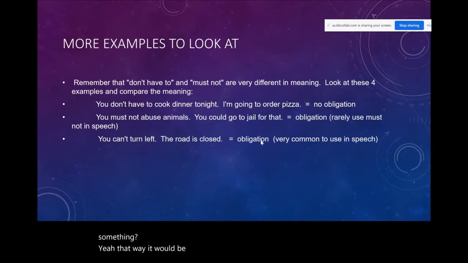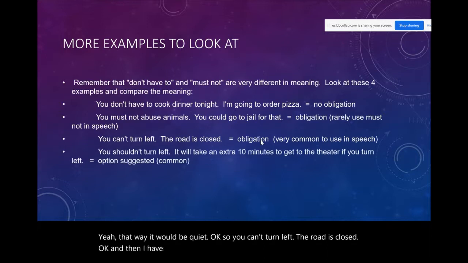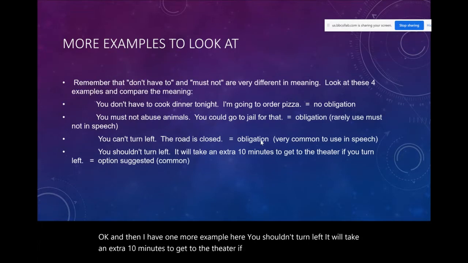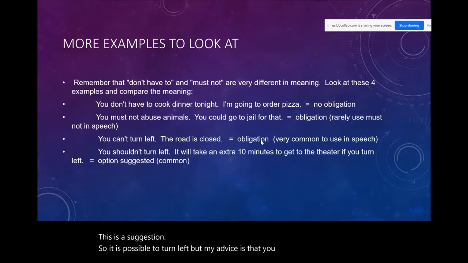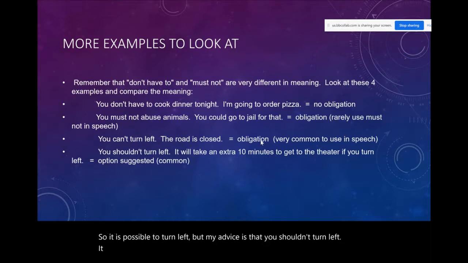Okay, so you can't turn left. The road is closed. Okay. And then I have one more example here. You shouldn't turn left. It will take an extra 10 minutes to get to the theater if you turn left. This is a suggestion. So it is possible to turn left, but my advice is that you shouldn't turn left. It will take extra time.